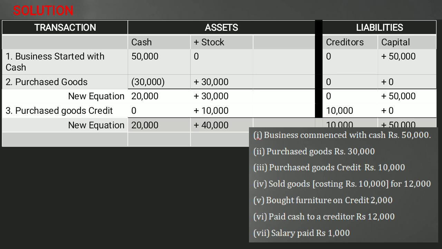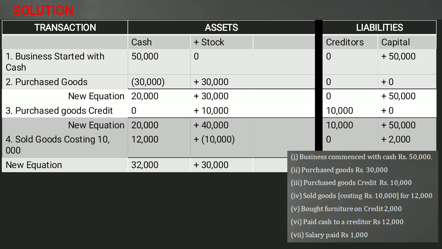So the total of the asset side, that is 20 plus 40, is equal to 60,000, and on the liability side we have creditors plus capital, which is also 60,000. So this new equation verified these three transactions. So after these three, let's discuss a new one, transaction number 4.